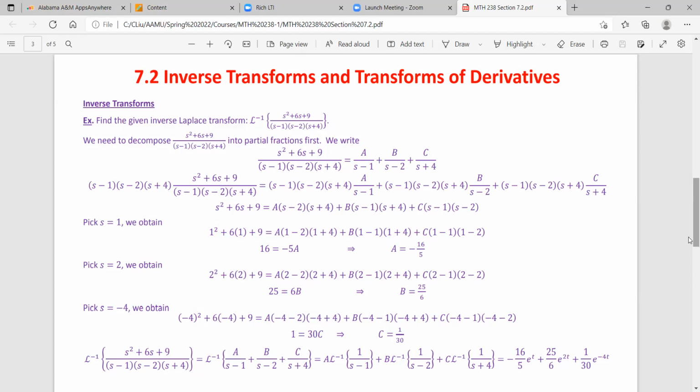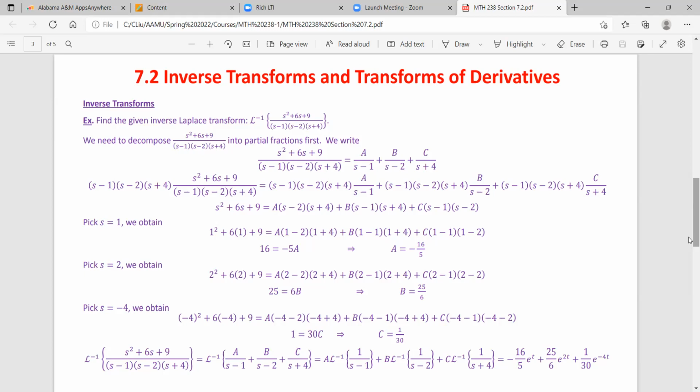Then we pick -4 for s and plug into the original equation. We got both the first term and the second term vanish on the right side. They both have -4 plus 4 in the factor. So then you're just left with the third term, which is c times (-4 minus 1) times (-4 minus 2).